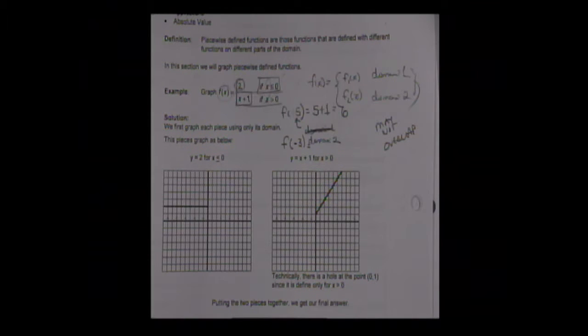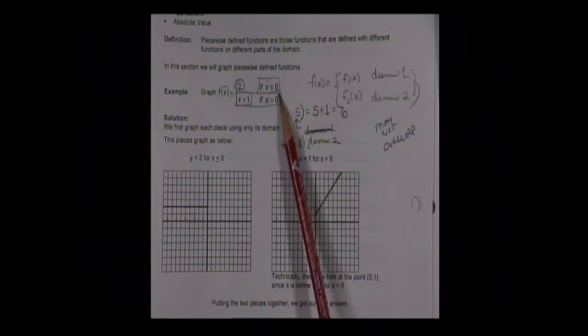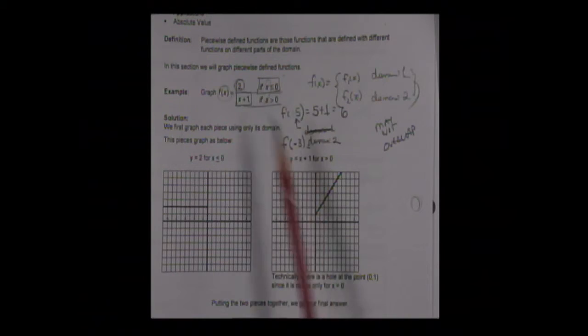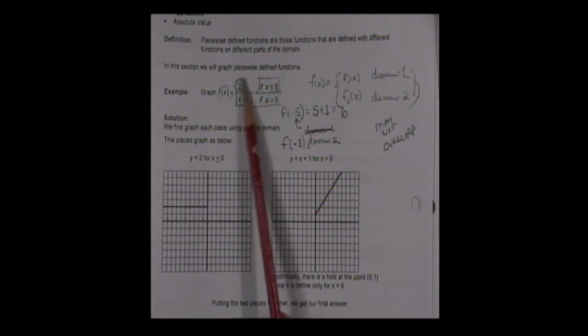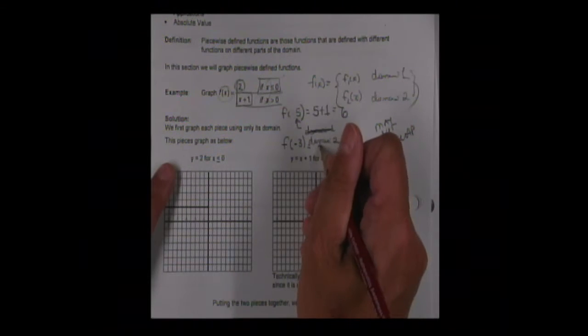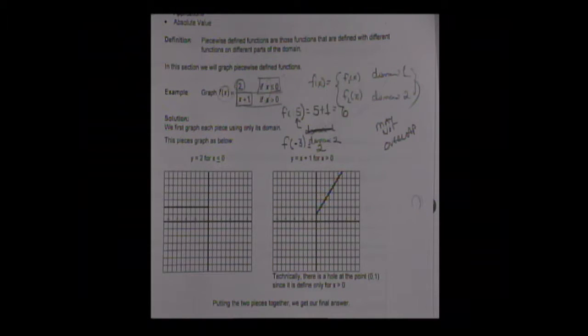Do I again use domain 2 for this one? No, this time I use domain 1 because negative 3 is less than or equal to 0. So this tells me to use the first line, and in the first line there's no place to plug in the number negative 3. Remember, this is actually a function that is always just equal to 2. No matter what x is, I get a 2 out as long as the x is less than or equal to 0.